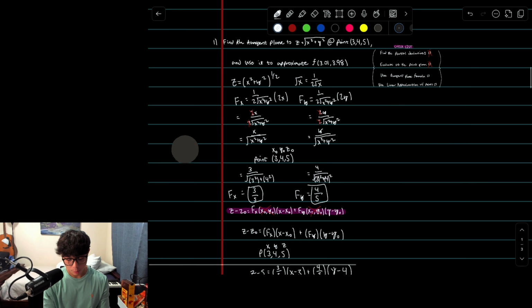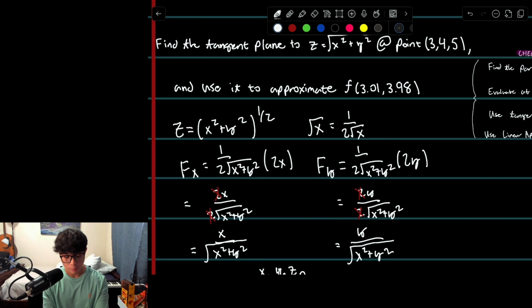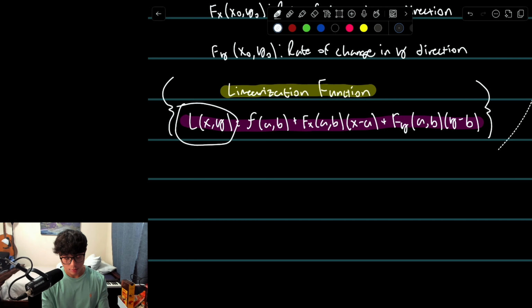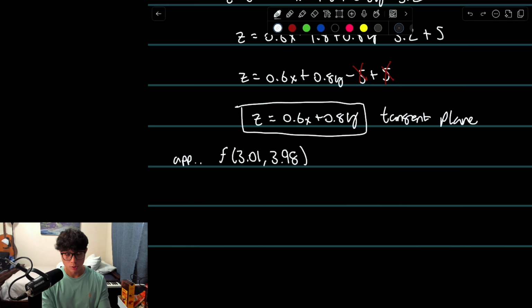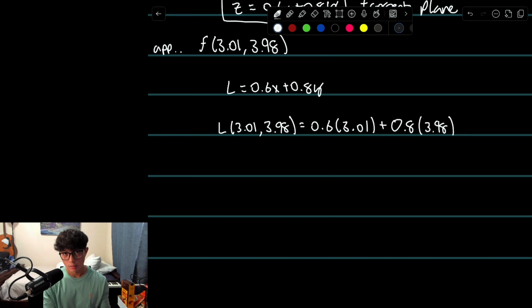Now that's the first part, but now we need to go to the second part, which is to use linear approximation with the points given. We are asked to approximate with the points 3.01 and 3.98. Looking at our linearization formula, we recognize that this L is the same as our z. So we can replace that z with L equals 0.6x plus 0.8y. We can then evaluate our L with the 3.01 and 3.98 given, which is just substituting numbers into x and y, leaving us with these values.